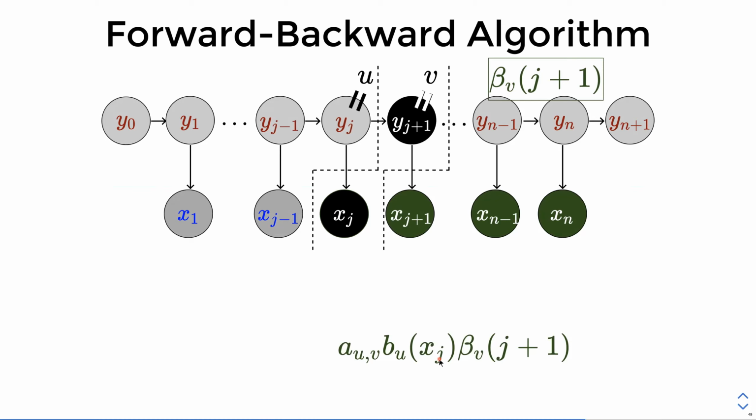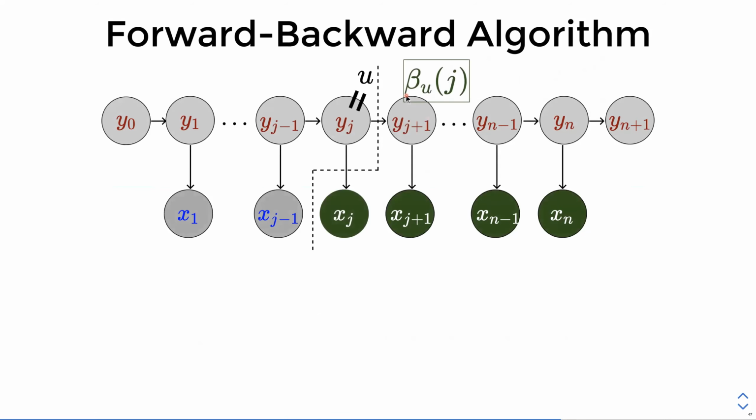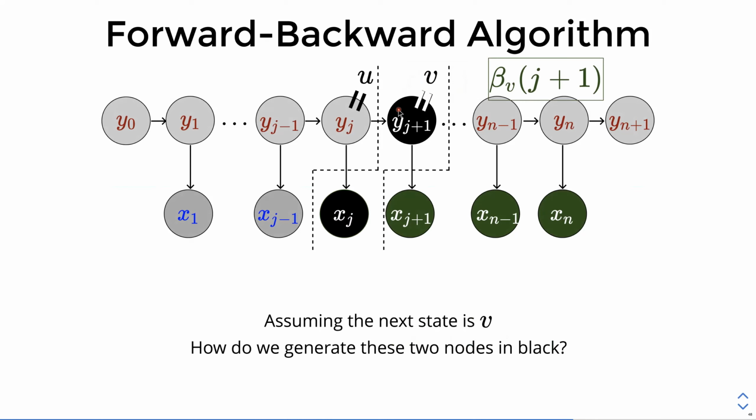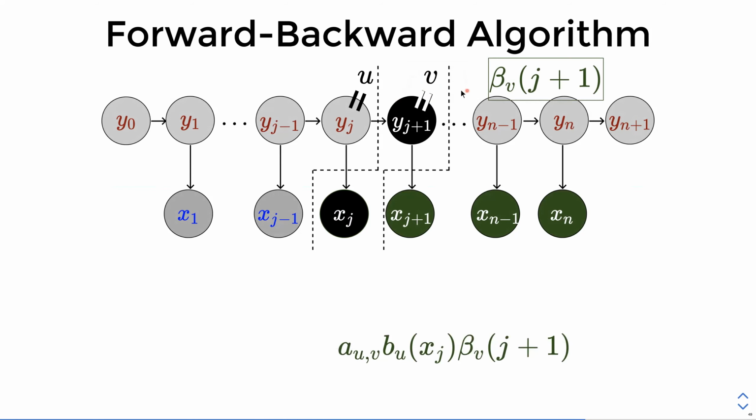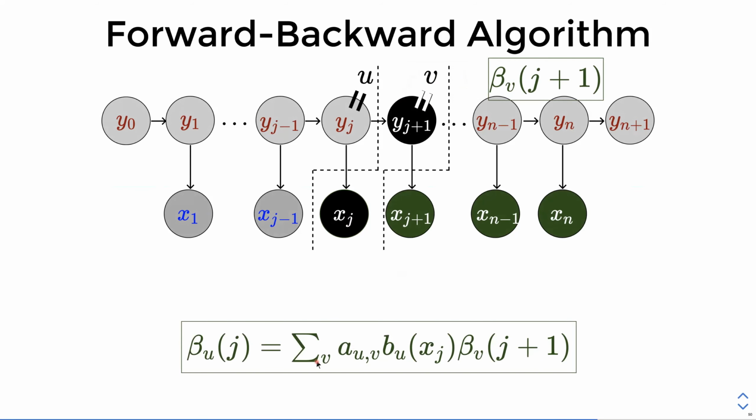Are we done? No. This is based on the assumption that this guy takes a value V. But in general, we don't know the value for this guy. If you go back here, you really don't have any assumption about its value. So you need to consider all the possible values. To reconstruct the original network, you should consider all the possible cases, so you need to add a summation in front. By doing this, you reconstruct the original beta term, which is beta Uj.